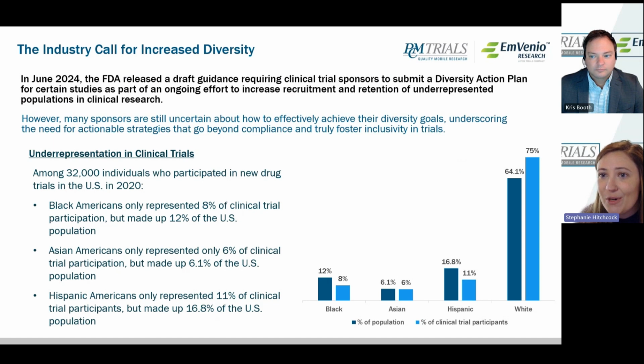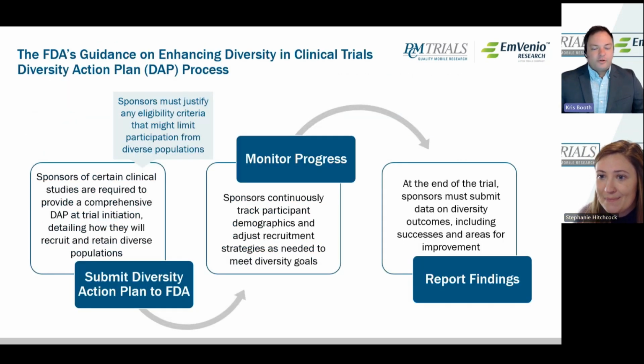I'm going to hand it over to Chris to talk a little bit more about how the FDA's diversity action plan process works. Yeah, that's right. So as Stephanie mentioned, this came out as a guidance, and it's important to recognize that the FDA views this as a guidance in kind of what's thought to be an initial step towards seeing how diversity can grow within clinical trials.